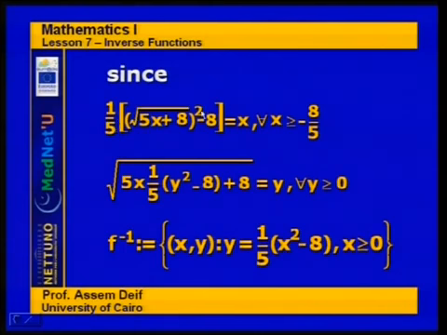Here we have y squared, because y is equal to the square root of 5x + 8. So what we have here is f⁻¹(f(x)) = x for all x lying in the domain of f. The domain of f, as we saw in our graph, starts from −8/5, so it's from −8/5 to infinity.